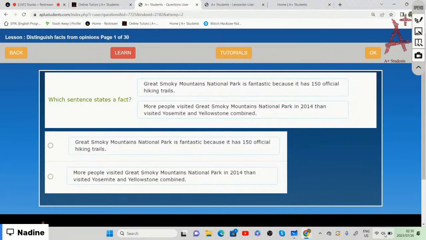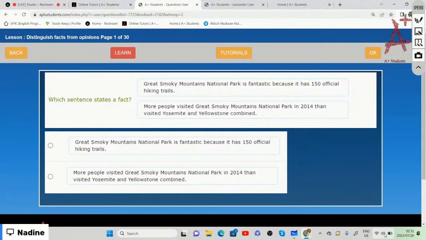And then we look at the first option, which is Great Smoky Mountains National Park is fantastic because it has 150 official hiking trails. And once again, that is our opinion or your opinion, right? And we would say that is your opinion because not everybody is fond of hiking, right? So not everybody is keen on hiking or doing activities, right? Most times people go out to chill, if we should use the word now, chill.